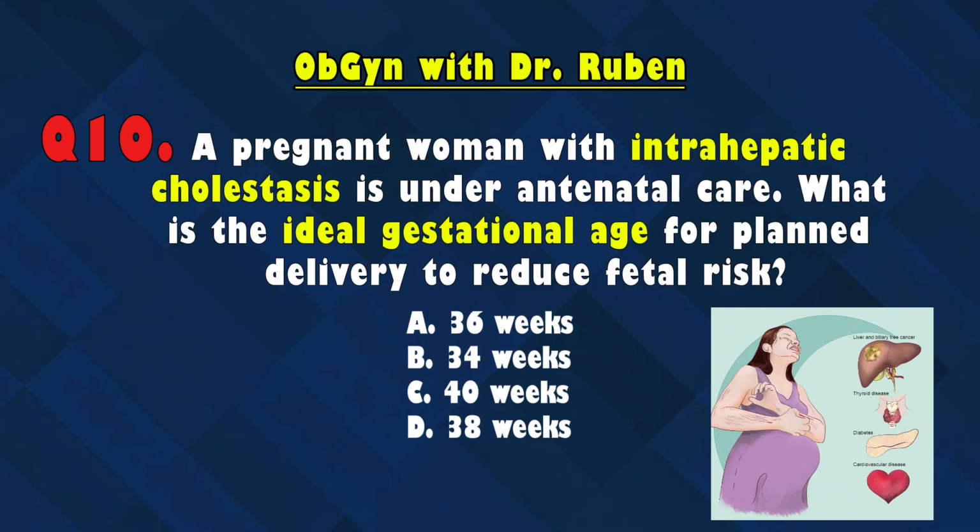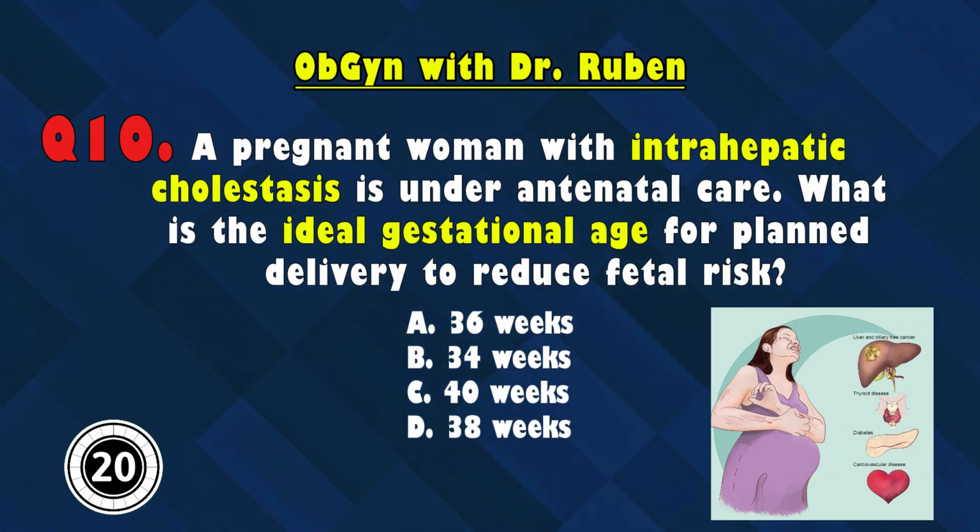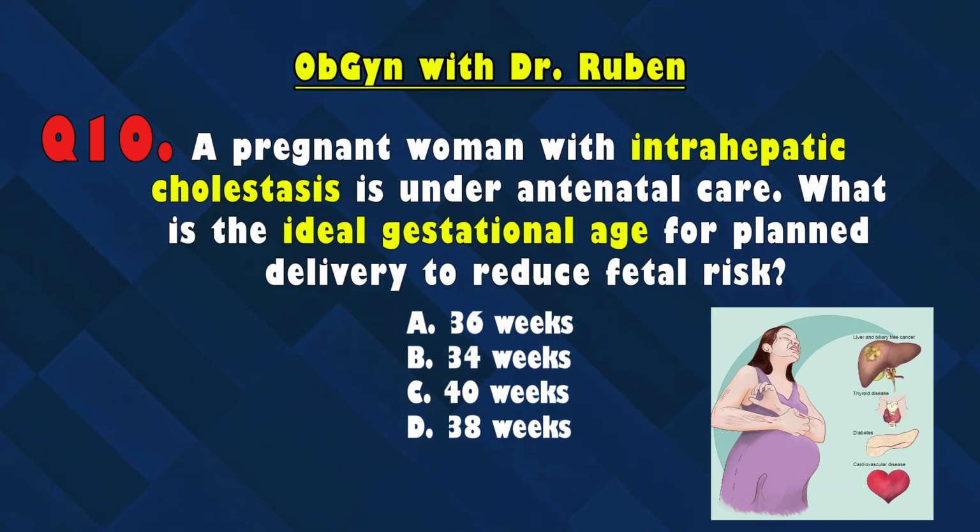What is the ideal gestational age for planned delivery to reduce fetal risk? The right answer is A, 36 weeks.